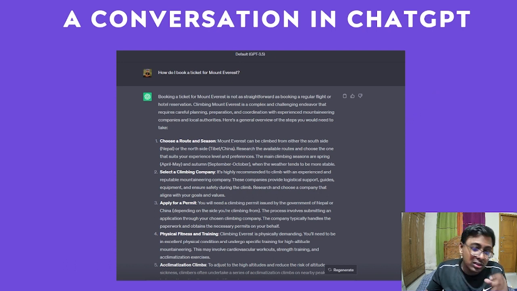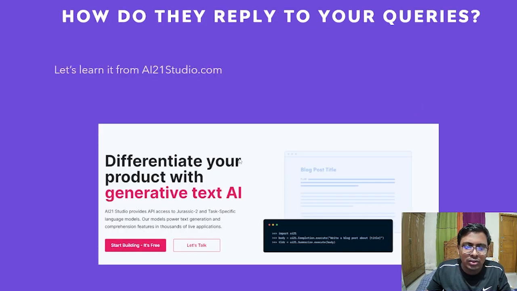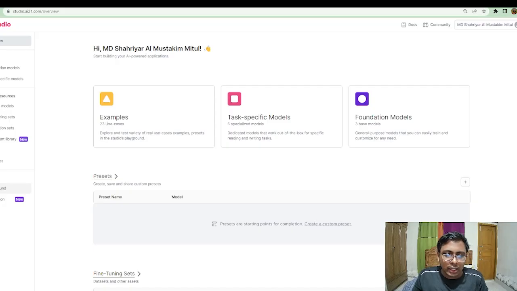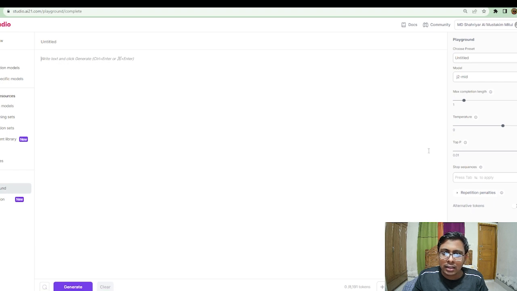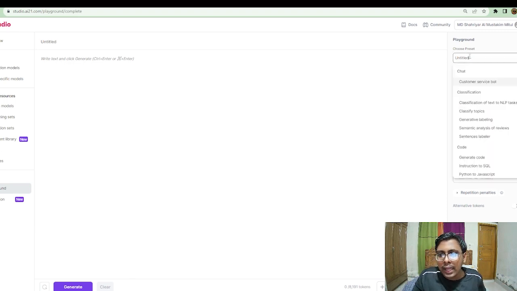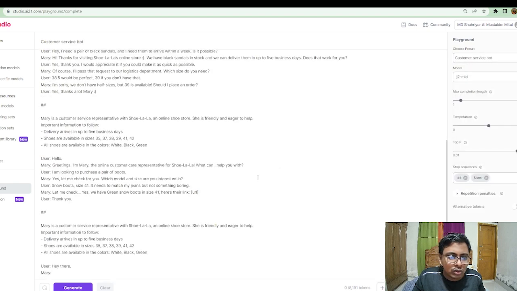Okay, let's see an example from AI21studio.com. So let's go and check out from there. Okay, so here we are in our playground, and let's start. As you have seen, ChatGPT is using the GPT model. You might have heard about it: GPT-3, GPT-4, GPT-5 is coming up. Here in AI21 Studio, it is basically free. It is actually using the Jurassic model, and we are going to use this customer service one.